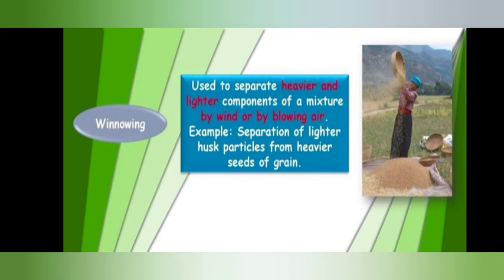While winnowing, the husk particles are carried away by the wind and the heavier grains fall near the place of winnowing. And husk is also a very useful component. We do not throw it away. We use it for the animals. It is used as fodder, or food for the animals. Okay, so these are the methods of separating solids from other solids.